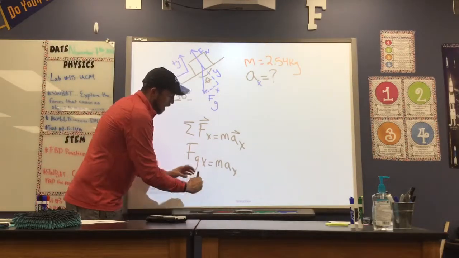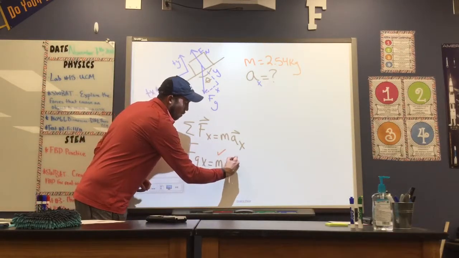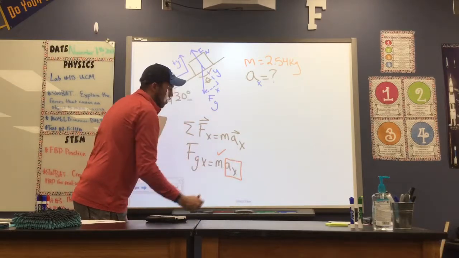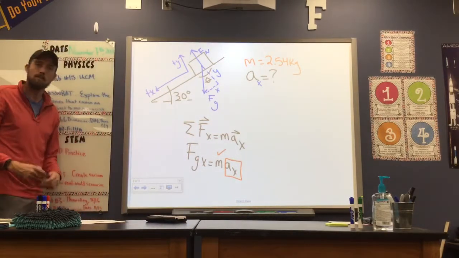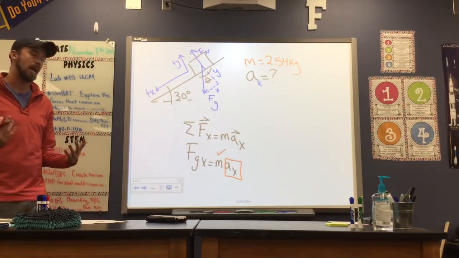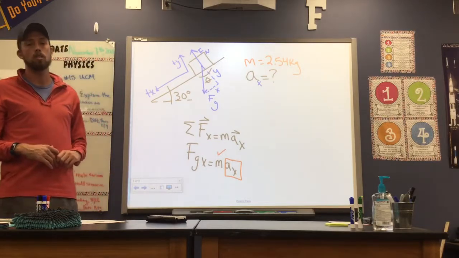So, we have our mass. We want to find acceleration. We just need to find that component of our force of gravity. That's all. Once we have that, we'll be able to find our acceleration.